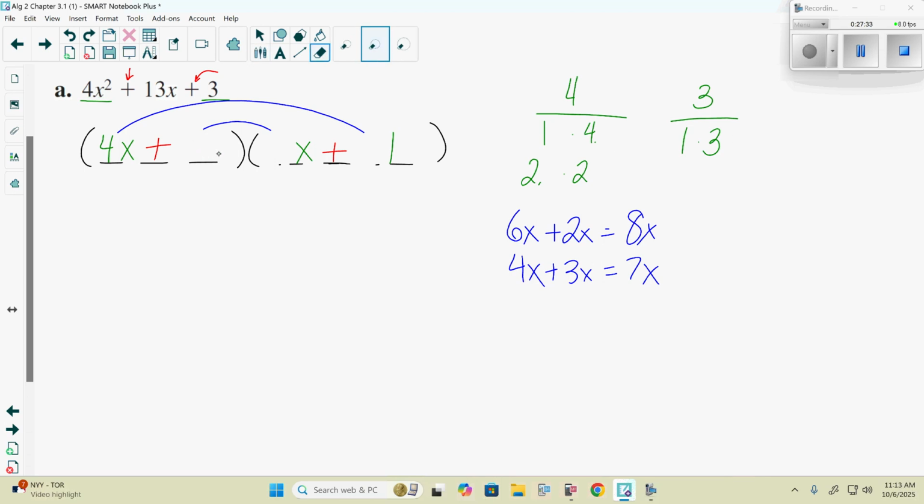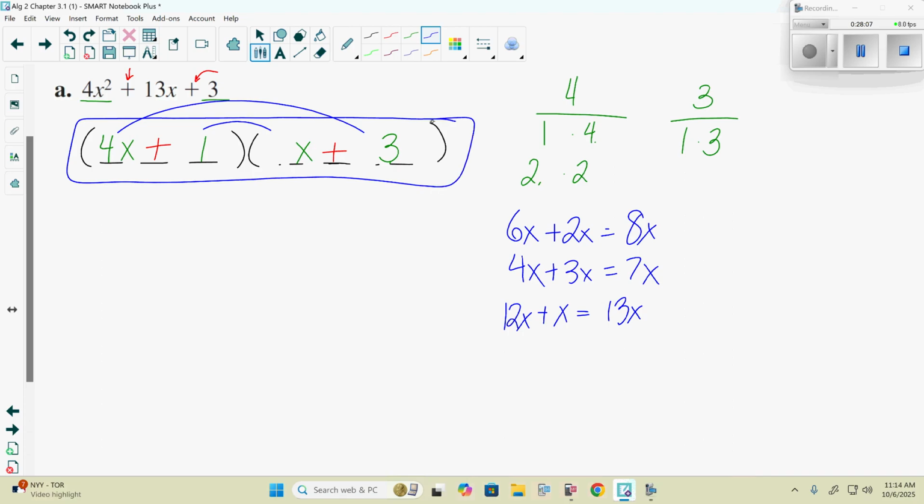So the last thing we can do is switch to 1 and 3, giving us this here: 4x plus 1 times x plus 3. So now we're going to multiply what? 4x and 3. 4 times 3 is 12. We still have our x. 1 times x is positive 1x. 12x plus x is 13x. Is that the middle term we wanted? Yes. And that's it.